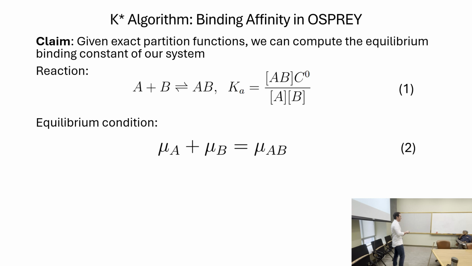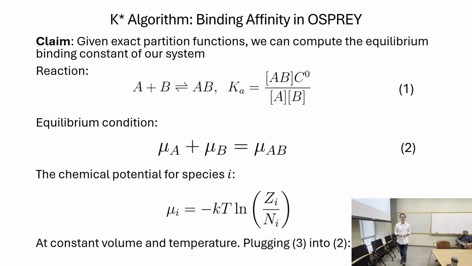The second is our equilibrium condition. We know that if we have the chemical potential of A and the chemical potential of B, this will equal the chemical potential of our complex. And then last but not least, we can define the chemical potential as the negative Boltzmann constant times temperature, times the natural log of our partition function divided by the number of particles in our system. This is the standard definition of chemical potential for a system of non or weakly interacting indistinguishable particles. So this is all pretty fundamental chemistry.